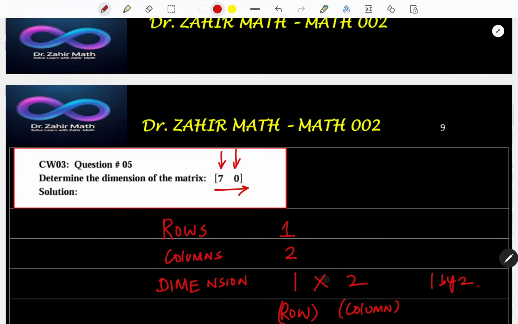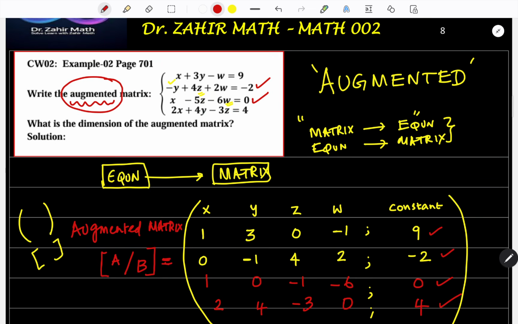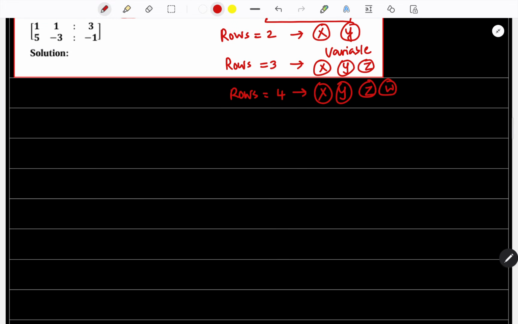If there are 4 rows, it means x, y, z and w are there. Just as an example, we'll go to the augmented matrix here. How many rows are there? 1, 2, 3, 4. So 4 rows are there. So automatically how many variables are here? x, y, z, w are there. Okay, right. So let's go to this question.